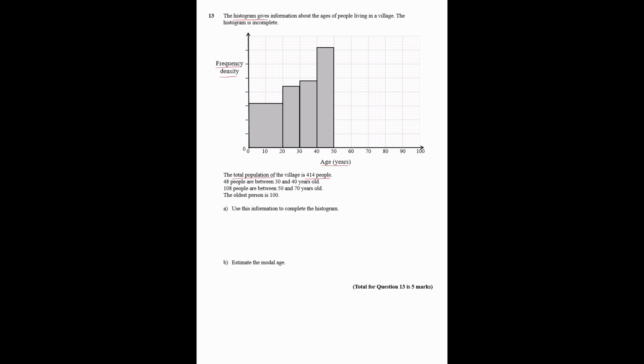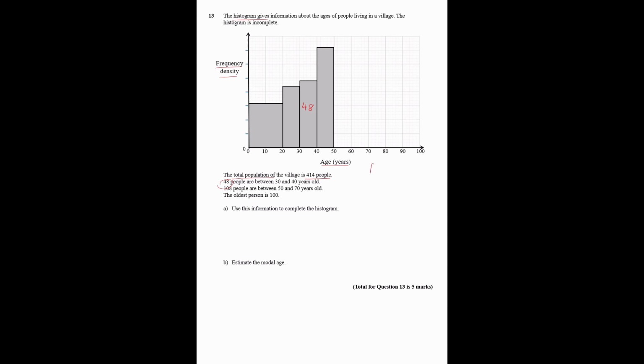48 people are between 30 and 40 years old. So one of the problems with this histogram is I can see that there's no scale on the frequency density axis. So I need to identify this scale by using the information that's given to me in the question. So 48 people are between 30 and 40 years old. So that means the area of this bar here is 48. That means we can use this to get some kind of scaling. So the class width is 10, so 48 divided by 10.